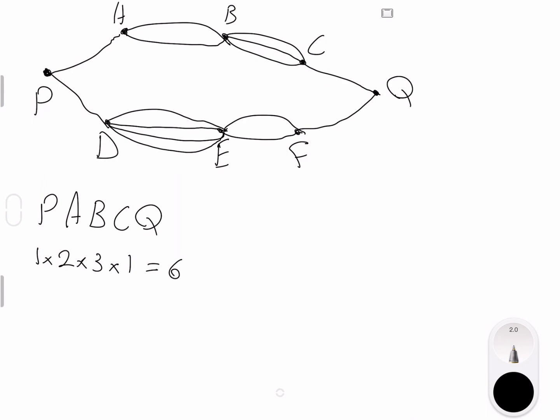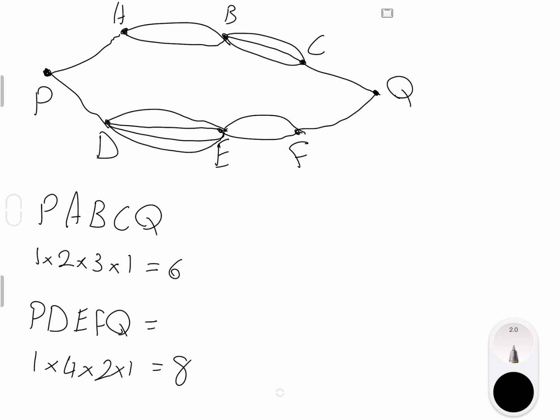What about from P going through D? So let's write it out. P, D, E, F, and Q. Well, there's 1 times 4 times 2 times 1. And that would give us 8.